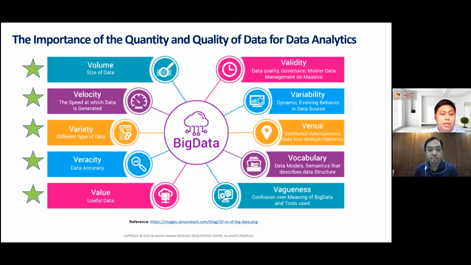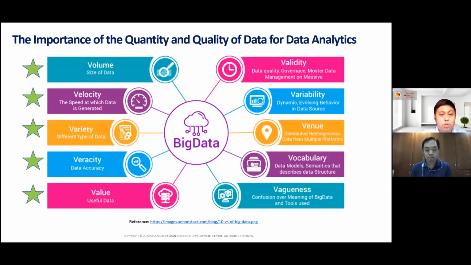Now, variety basically looks at the variety of data sets. Now, if you only analyze one type of data, you may not be able to see the bigger picture, right? If you have more information, more variety of data sets, you actually get more flavor in your data, and therefore you are able to make accurate decisions and predictions, right?